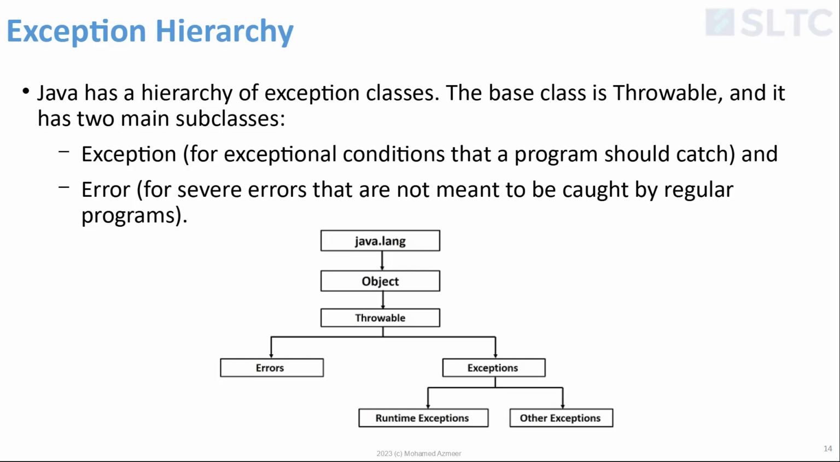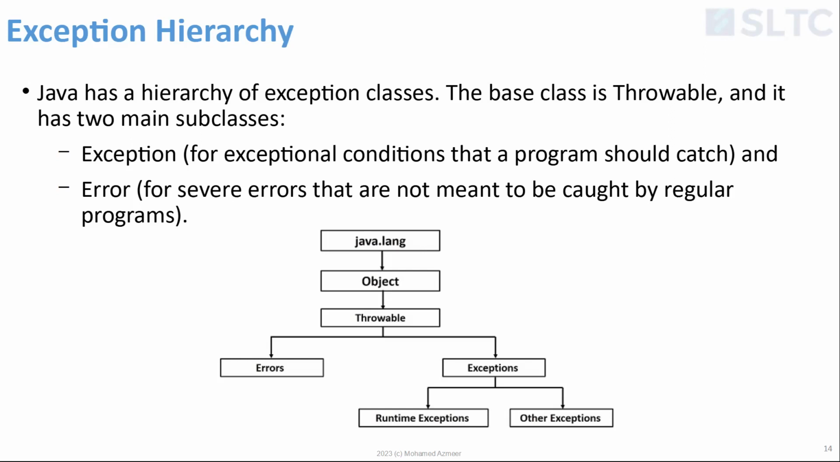Okay. Now, if you look at the hierarchy, look at the top one. The topmost is object, right? Every Java class is coming from the object class. And from there, you have something called throwable. And there you have two things, errors and exceptions. Exception, again, we break it down into runtime and others.